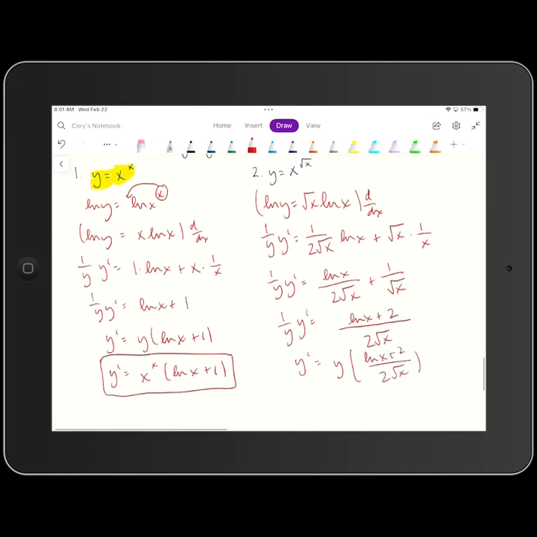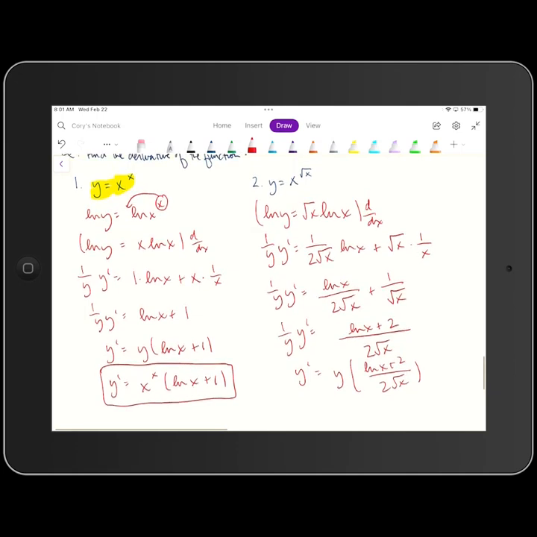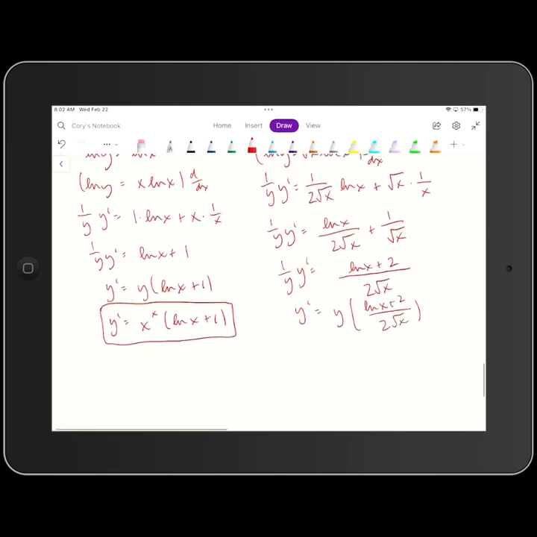And then lastly, y is written explicitly in terms of x at the start, so our derivative needs to be written explicitly in terms of x as well. So we're going to replace y with x raised to the rad x power. And that right there is our simplified derivative for the given function.